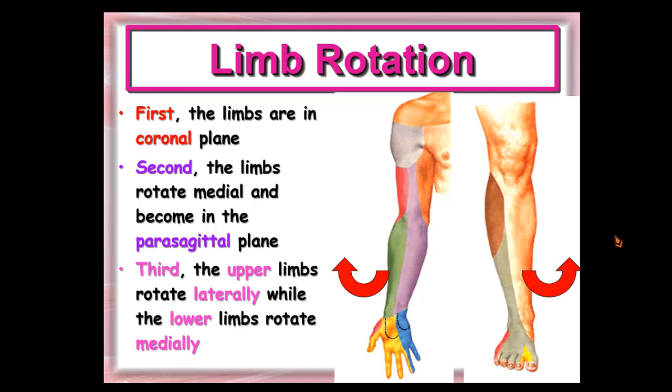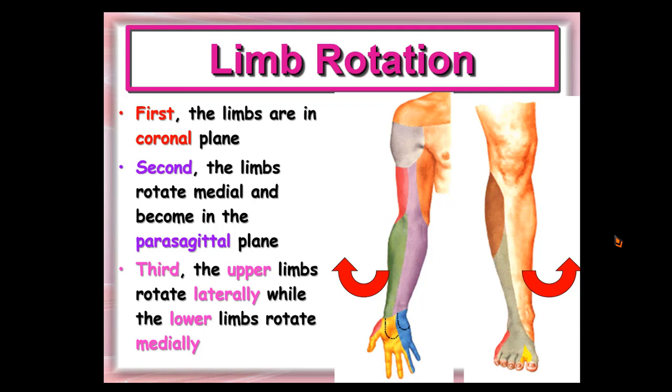So remember, in limb rotation, there are 3 stages. The first stage, the limb develops in a coronal plane, where you can see the front or the ventral surface facing the belly of the embryo, while the dorsal side of the limb is facing the back of the embryo. Second stage of rotation, when the limb rotates in a medial direction. Now the 2 ventral surfaces of the limbs are facing together, while the extensors are facing laterally.